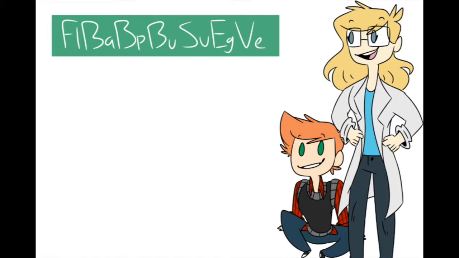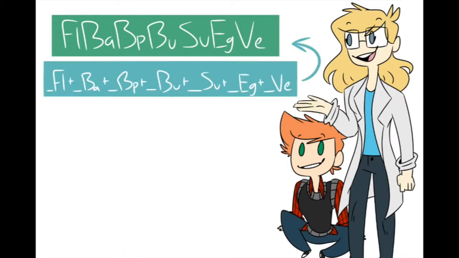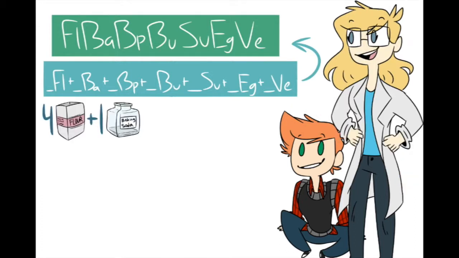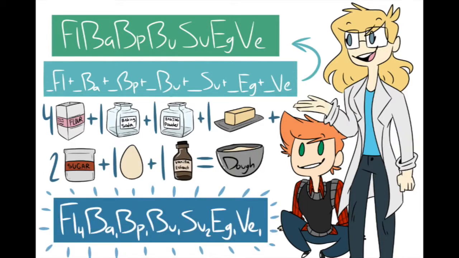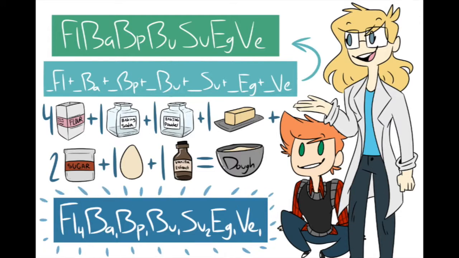Now we can start to write an equation for the reaction. So we take each of the reactants and add them together to equal that monster of a chemical equation. Fl plus Ba plus Bp plus Bu plus Su plus Eg plus Ve, which equals Fl, Ba, Bp, Bu, Su, Eg, Ve. From there, we just fill in the recipe. 4Fl plus 1Ba plus 1Bp plus 1Bu plus 2Su plus 1Eg plus 1Ve, which equals Fl4, Ba1, Bp1, Bu1, Su2, Eg1, and Ve1. And that's how you balance an equation for a sugar cookie recipe.